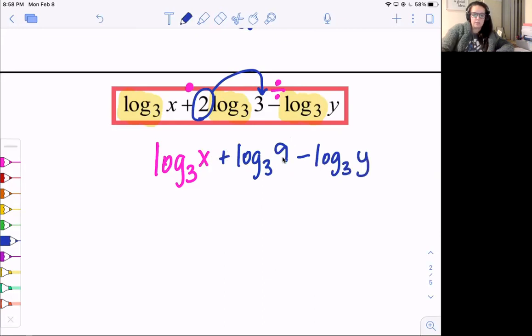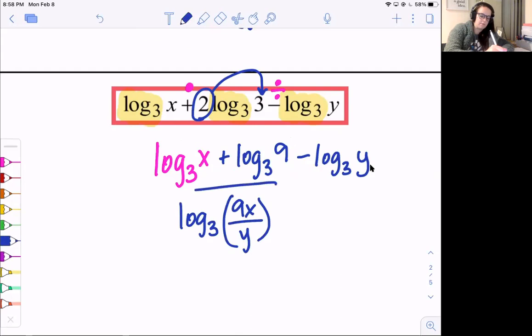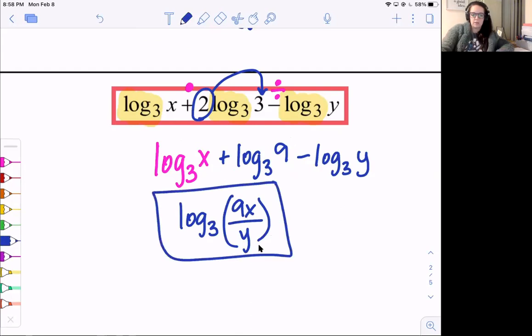So I know this is multiplication. Log base 3, x times 9 would just be 9x divided by y. Just like that. All right.